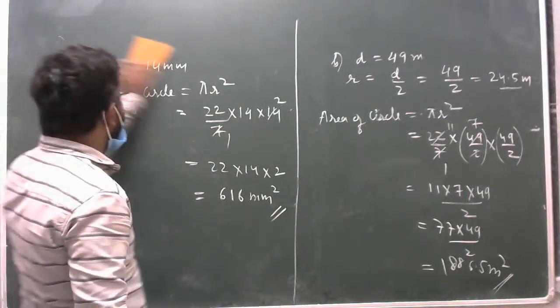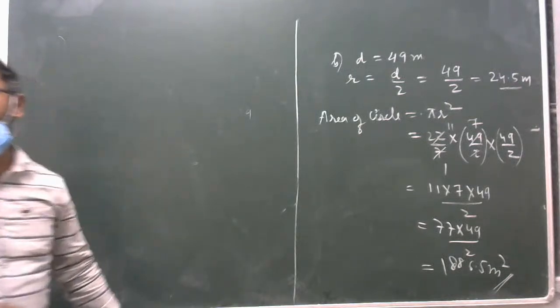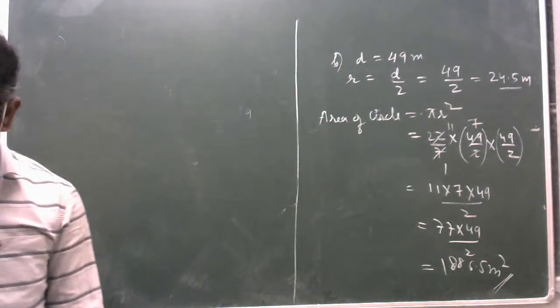Okay. So question number C, they are given radius as 5 centimeter. So C1 you do it on your own. Again, the formula will be pi r square, that is 22/7 into 5 into 5. Okay, so we will move to the next question.